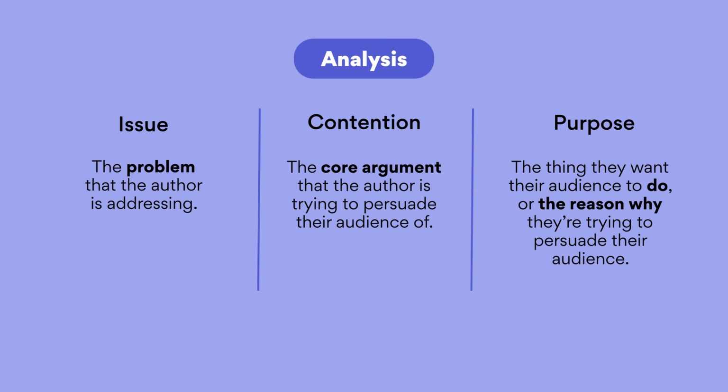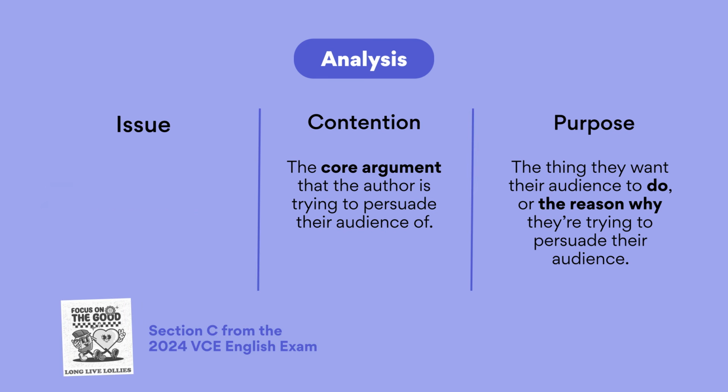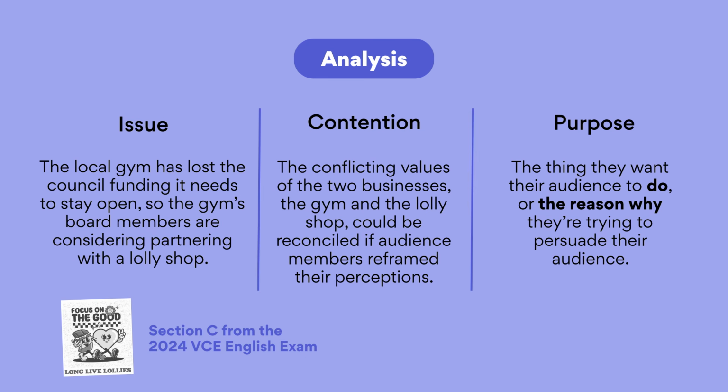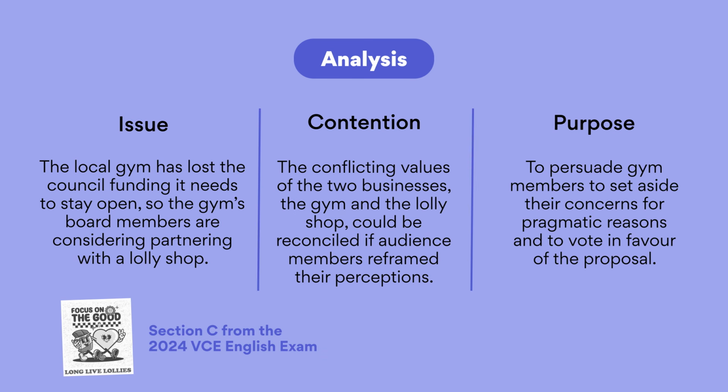In the case of the speech used for last year's exam, the issue is that the local gym has lost the council funding that it needs in order to stay open, so the gym's board members are considering partnering with a lolly shop. The author's contention is that the conflicting values of the two businesses, the gym and the lolly shop, could be reconciled if audience members reframe their perceptions. The author's purpose is to persuade gym members to set aside their concerns for pragmatic reasons and to vote in favour of the proposal. Many students rush this stage in their analysis, so the rest of their analysis is built on incorrect ideas. So when you're writing your introduction, make sure that you establish all of these elements really clearly.